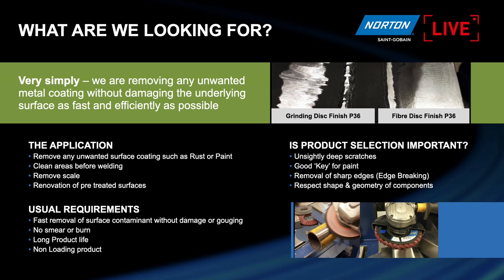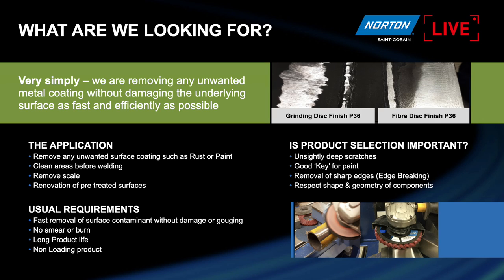You say here, is product selection important? Absolutely right. As we said before, we don't want any too deep scratches. And look at the example we have in the top right screen here, with the finish from a conventional grinding disc, that's the big hard 7mm grinders, versus the fiber disc. They're both using the same grit size, but completely different visual surface, as you can see. So you can already get a bit of a hint as to what product's going to win here versus the other.